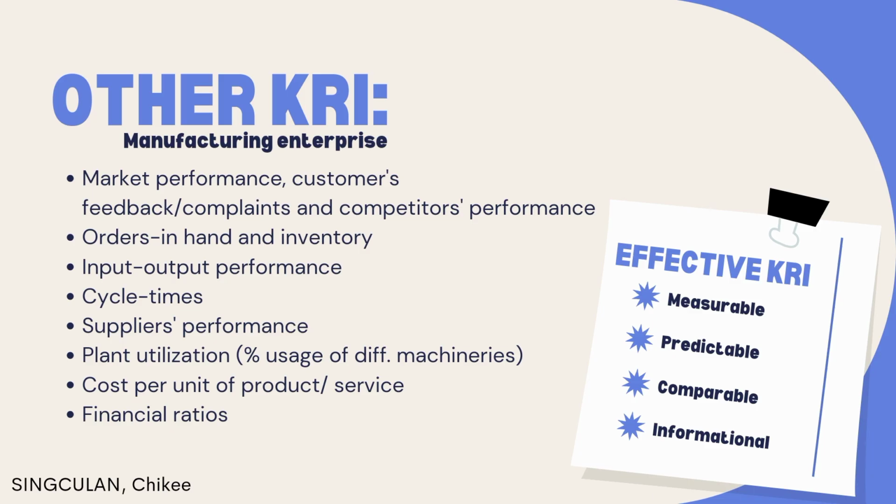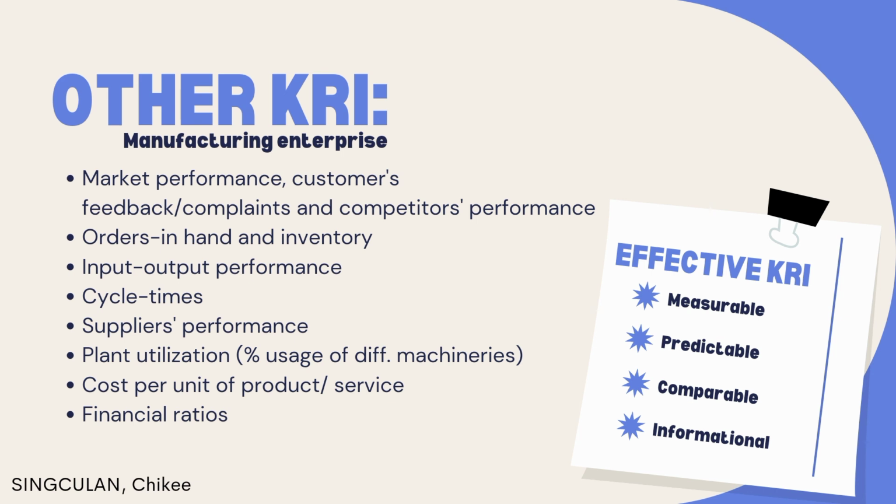For a manufacturing enterprise, it may assess risk of operational losses by reviewing its competitiveness in regard to technology, competitor strengths, production capacity, etc. The key risk indicators here should build up early signals of deficiencies in order to avoid crisis and mitigate problems. Such KRIs in a manufacturing enterprise include market performance, customers' feedback or complaints, and competitors' performance, orders in hand and inventory, input-output performance, cycle times, suppliers' performance, plant utilization, cost per unit of product or service, and financial ratios. But when can we say that a KRI is effective?